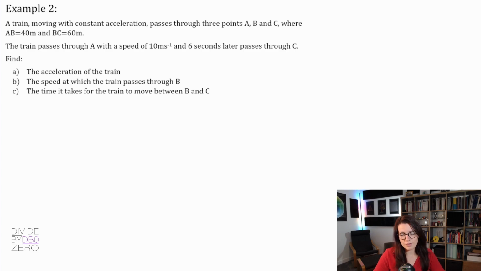The train passes through A with a speed of 10 meters per second and 6 seconds later passes through C. Find, and then part A, the acceleration of the train. So first of all, let's draw a diagram again.